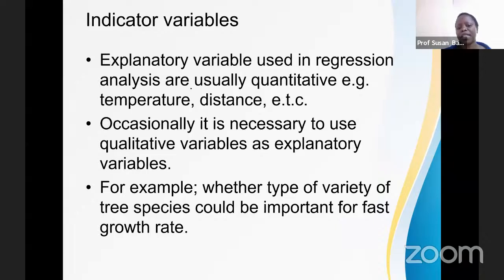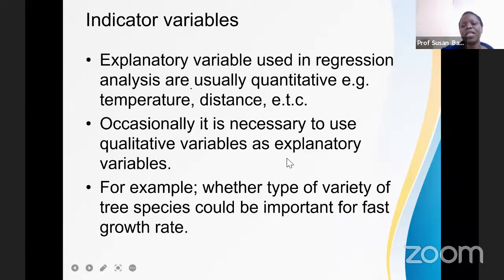Sometimes you collect data and the data is not quantitative, it is qualitative. For example, you have things like species, variety, you have things like type of food, taste. So those variables are not continuous, they are not quantitative. So in that case, if we want to include those variables in the regression model, we use what we call indicator variables or dummy variables.